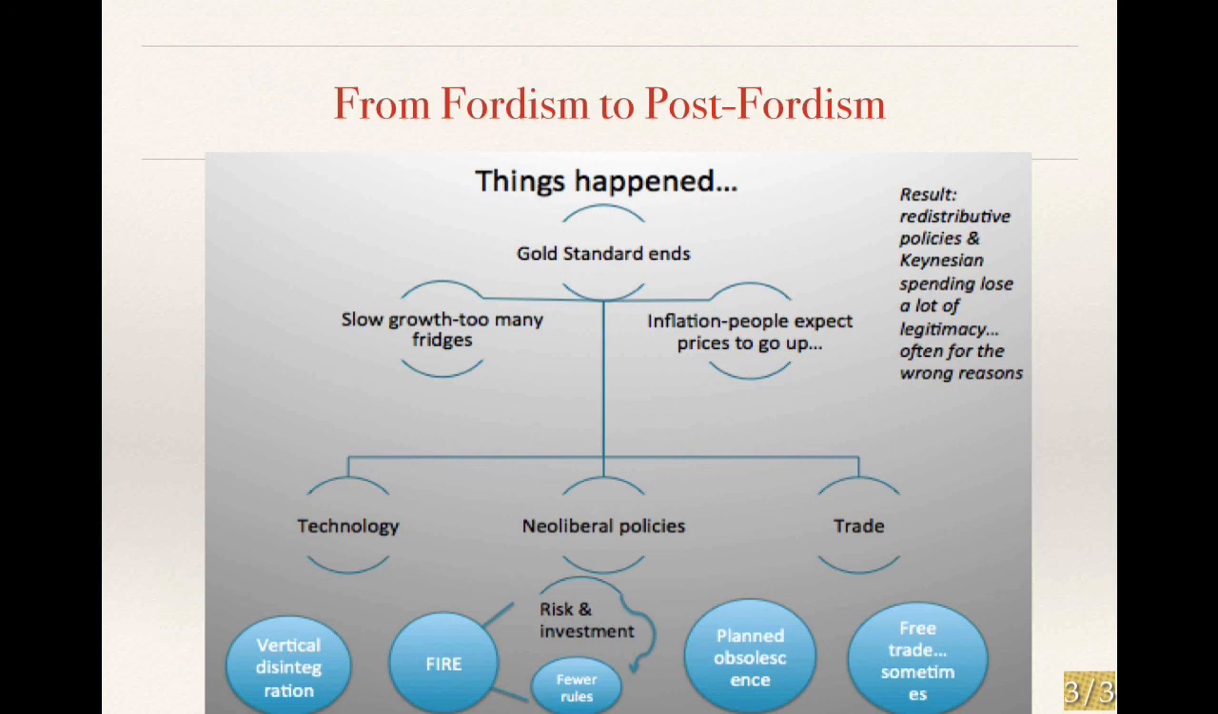More and more vertical disintegration. Progressively, those big centralized Fordist industries pull apart. And rather than making everything in one set of factories in one place, it becomes more profitable to ship out and to outsource different parts of the production process around the country and around the world.